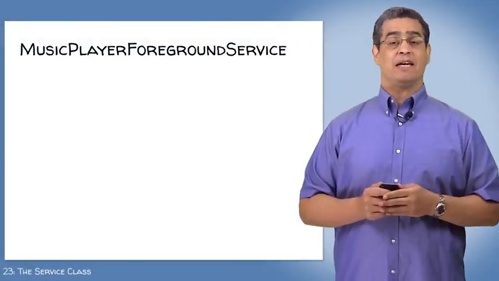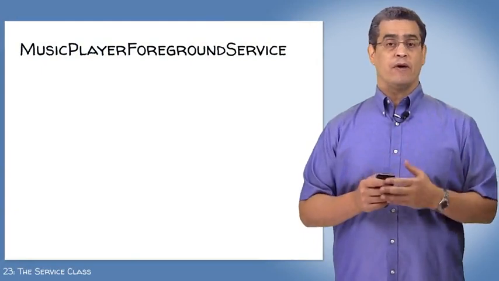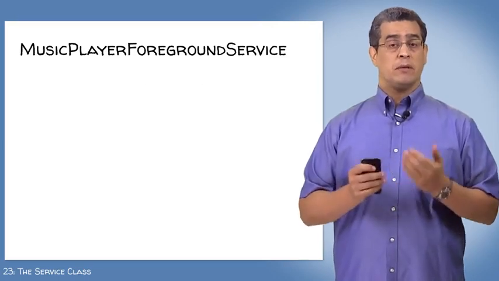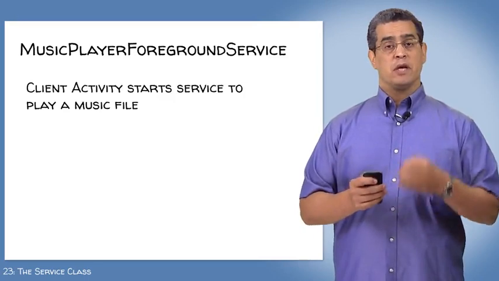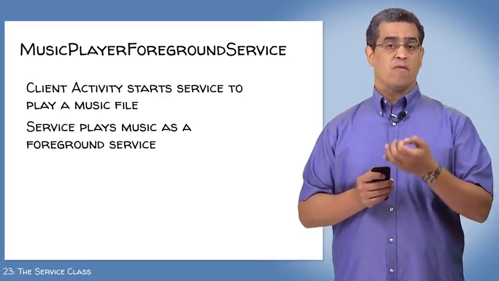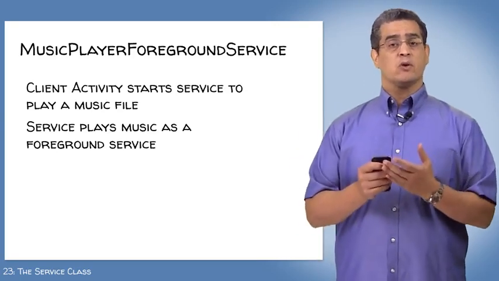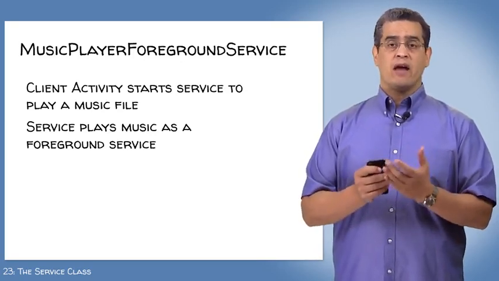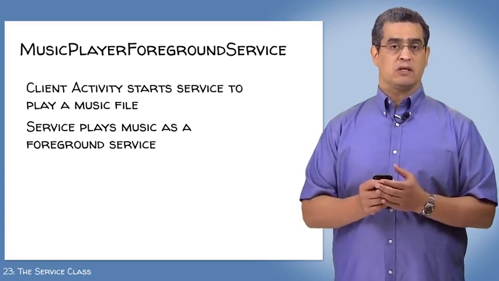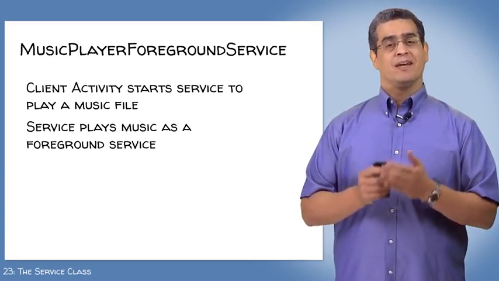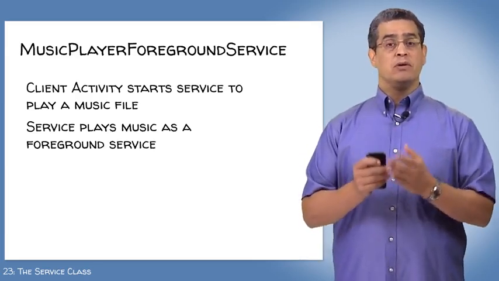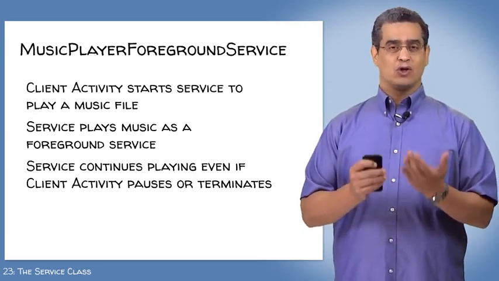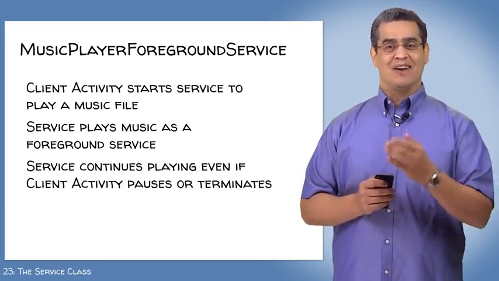Our next example application is called Music Player Foreground Service. With this application, a client activity starts a service that plays a music file. The service plays the music in what's called the foreground state, and that means that the service will be doing something that the user will be aware of, and therefore Android should refrain from killing this service if the system gets low on memory. In addition, like any service, the music playing service will keep playing even if the client activity pauses or terminates. Let's watch this application run.